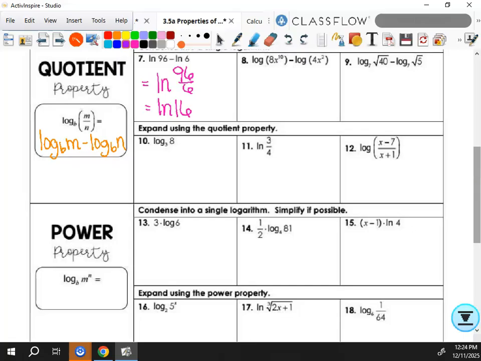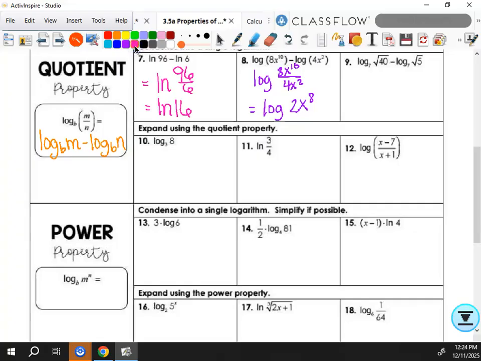8, two logs, same base. So this becomes log of 8x to the 10th over 4x squared. That reduces to log of what? 2x to the 8th. Very good, because you subtract the exponents. Any questions at all? All right.